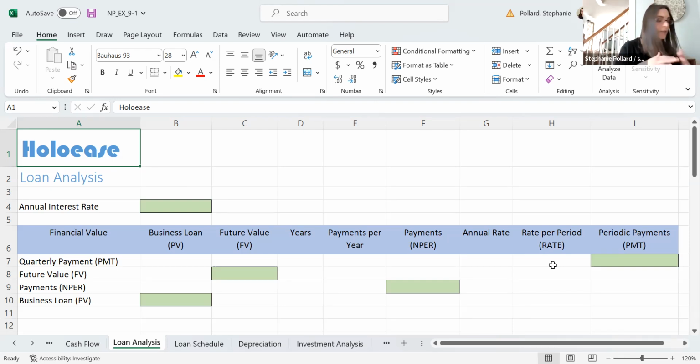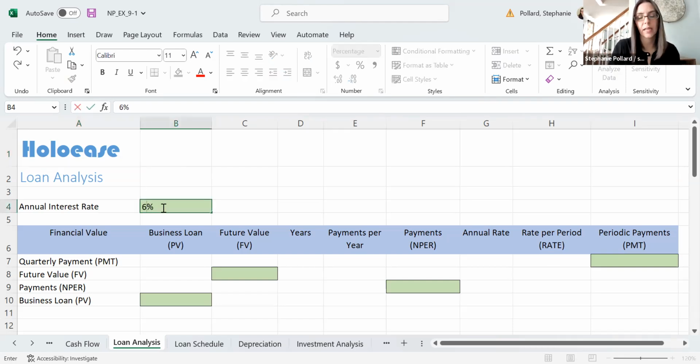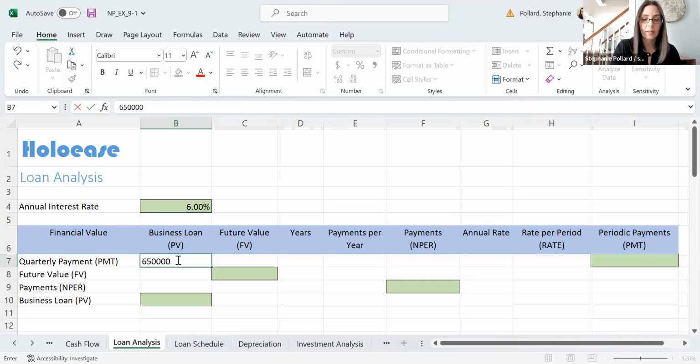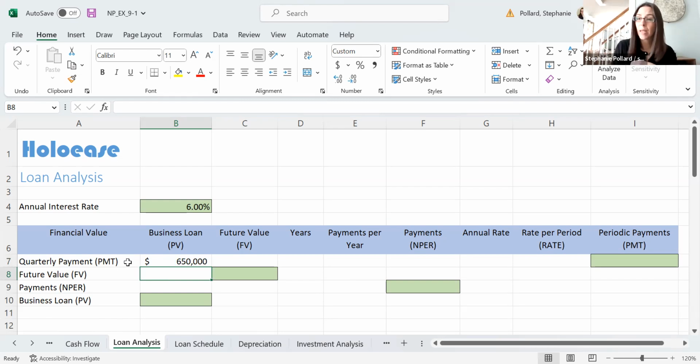So the first thing I'm going to do is get set up here. We're going to assume an interest rate of 6%. This sheet is already pre-formatted, with a lot of the formatting already in there. So since the percent is already done, I just typed in the number 6. And then let's assume that our company is going to take out a $650,000 loan. So I'm going to type in 650,000 as my business loan. And I'm going to do this as quarterly payments. So in this example, our business is going to pay this loan every quarter. So quarter would be 4 times a year.